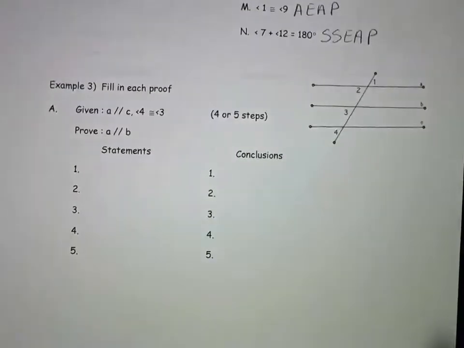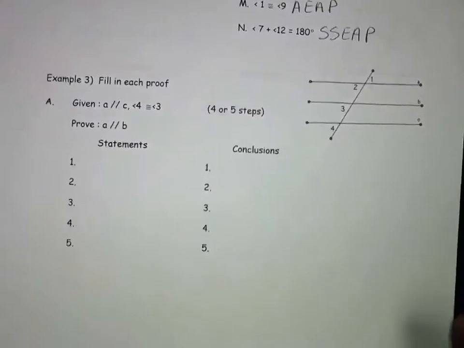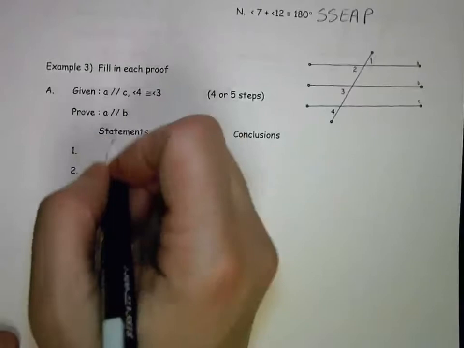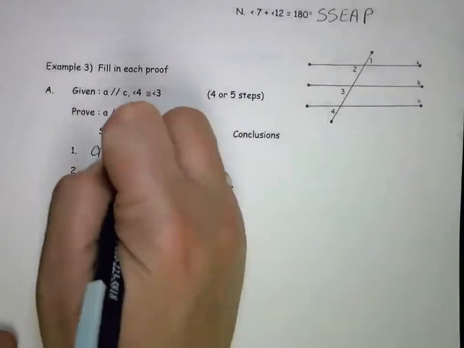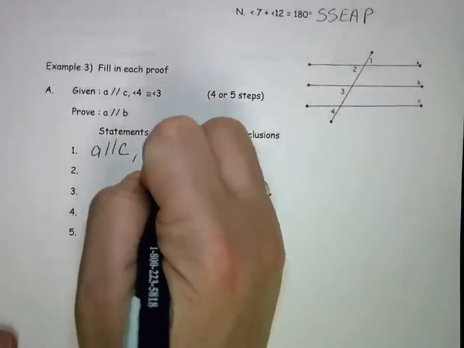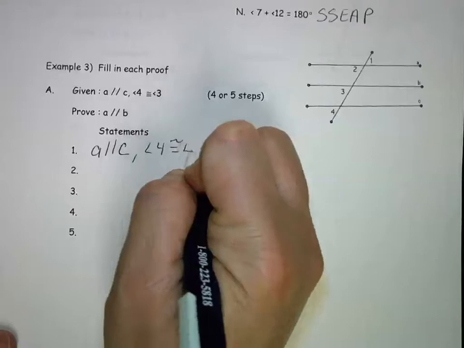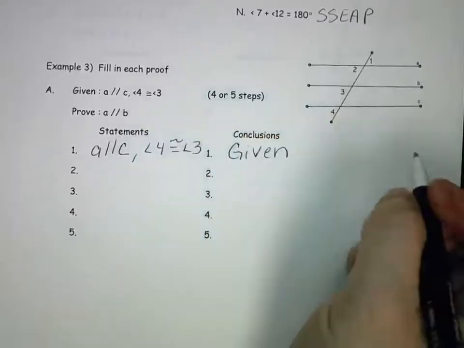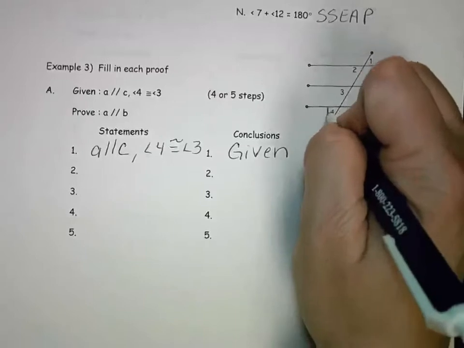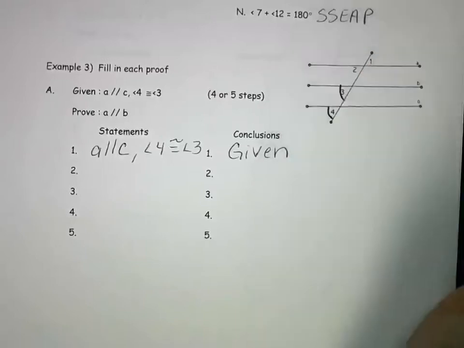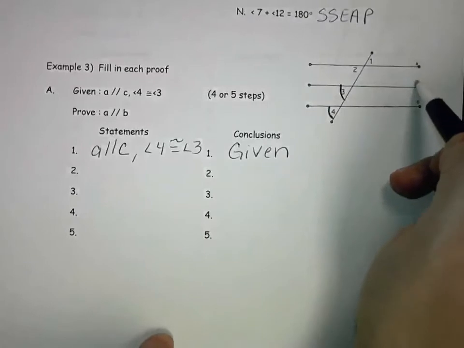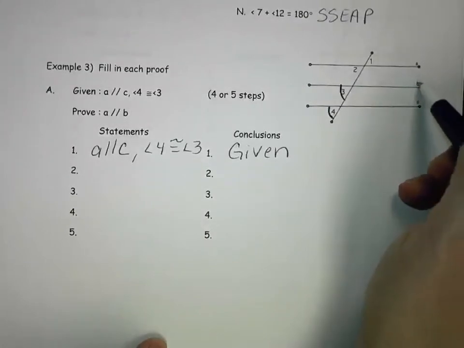This first proof can be either 4 or 5 steps, depending upon which angles you choose. So we are given A is parallel to C, and angle 4 is congruent to angle 3 for our given. And I'm going to mark up the picture. Those two things are equal. And our goal is to get these two lines parallel. So we need to get some angles congruent.